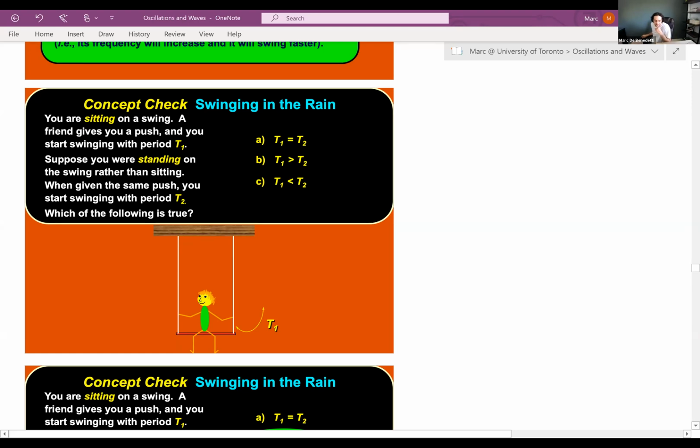Some of you might still be 19 or something, but when I say teenagers, I mean like 13. Hell, I don't know. Maybe you stand on the swing when you're 19. I don't know. I don't want to make any assumptions.